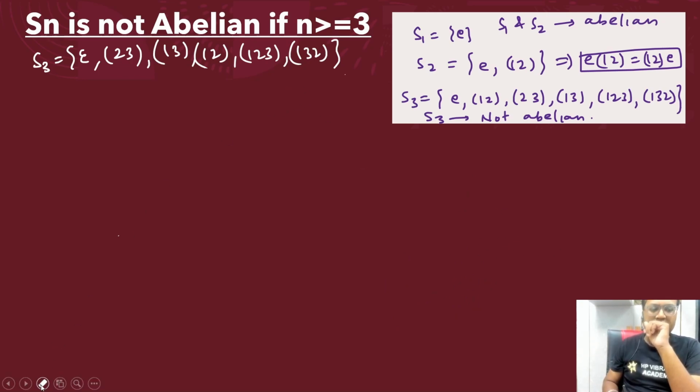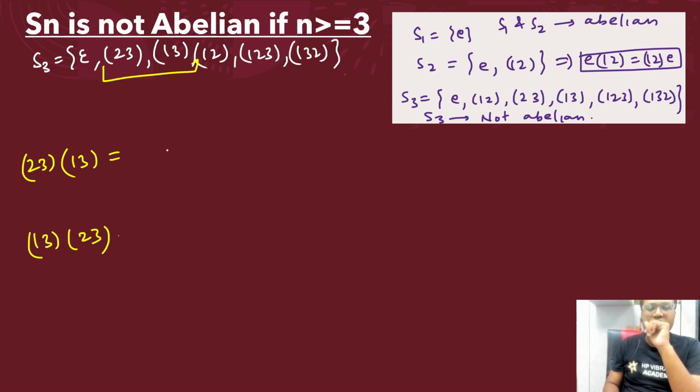Now let us take two of the elements. Let us calculate (2 3) times (1 3) and (1 3) times (2 3). Let us do the multiplication, starting from 1. 1 goes to 3, and 3 goes to 2, so this is 2. Now 2 goes to 2 and 2 goes to 3, so this is 3. Now 3 goes to 1 and 1 goes to 1. So this is closed, giving (1 2 3).